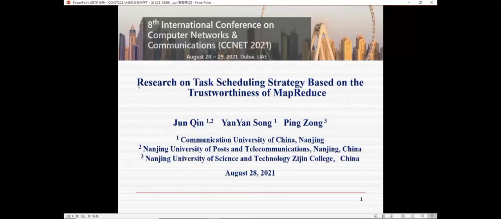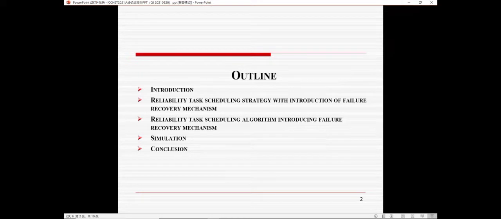Our topic is the research on the task schedule structure based on the trustworthiness of MapReduce. The outline includes: introduction, reliability task schedule strategy with the introduction of the failure recovery mechanism, reliability task scheduling algorithms introducing failure recovery mechanism, simulation and conclusion.